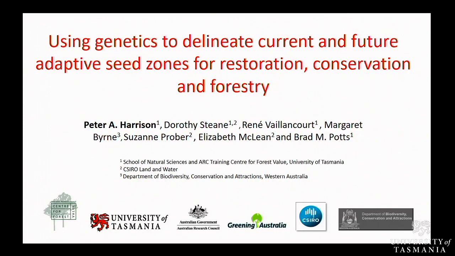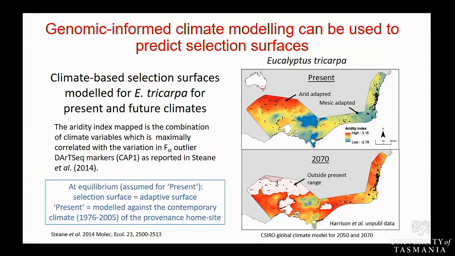So yes, I'm just going to give a very quick overview of the different ways that we can introduce genetics into climate models to delineate adaptive seed zones. As we've heard a fair bit so far, we can incorporate adaptive genomic variation into climate models using various different methods. And one method that we've used here, which is work from Dot Steen, as well as what Margaret mentioned earlier, was Eucalyptus tricarpa, where we used a CAP-based approach.